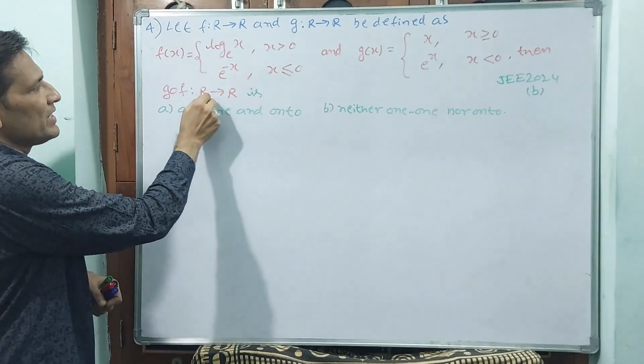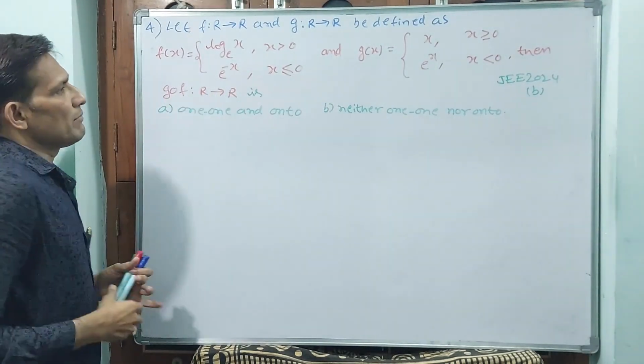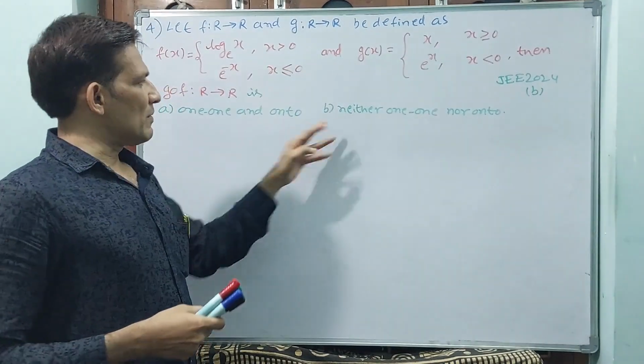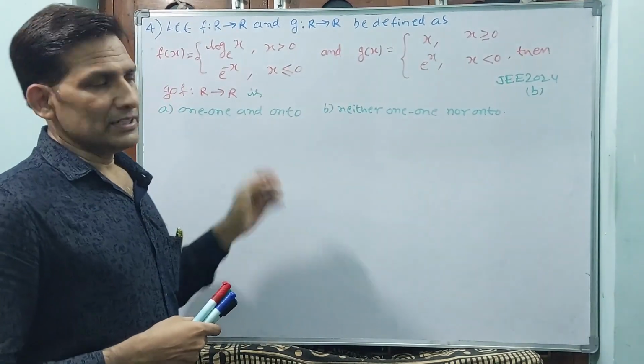Real number to real number. Here the domain and codomain are both real numbers. What is that function? All options are there, but I have written only two, because the answer is neither 1 nor 2. We will see what that answer is.